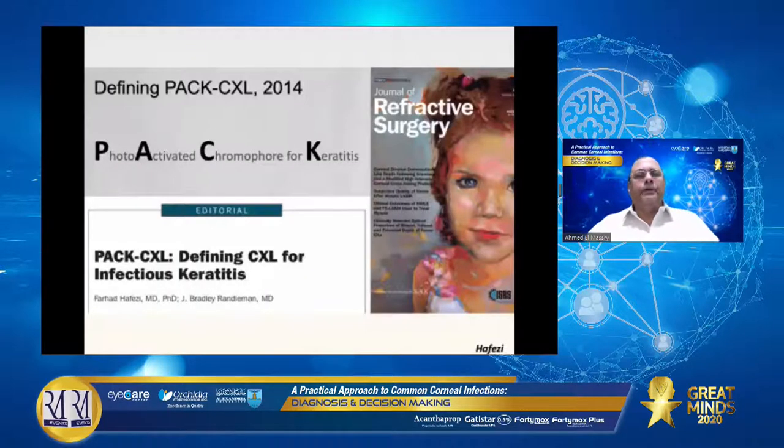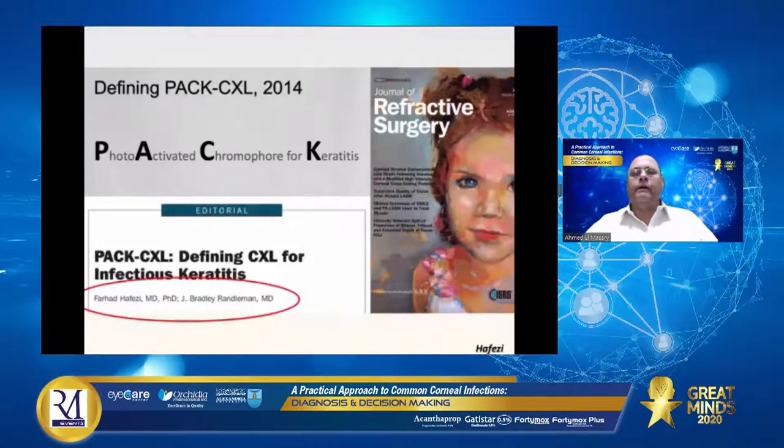So the PACK cross-linking, which had been discovered or discussed in 2014 by Farhat Hafizi and Bradley Randleman, and had been published in the Journal of Refractive Surgery, stands for photoactivated chromophore for keratitis. Photoactivated means it's activated with light. Chromophore means any substance that gives color, and this is the treatment for keratitis.